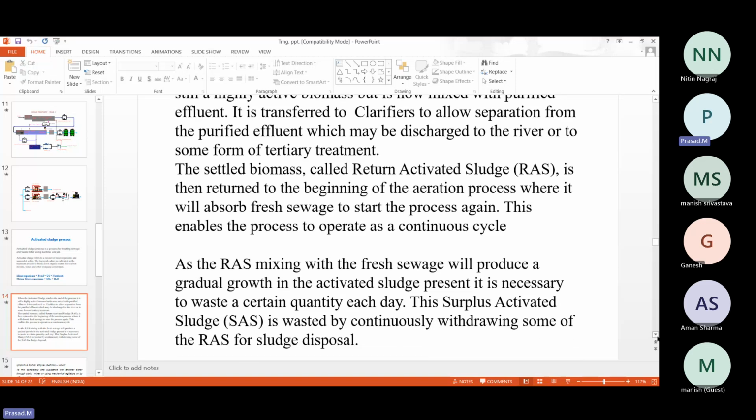As the return activated sludge mixing with the fresh sewage will produce gradual growth in the activated sludge present, it is necessary to waste a certain quantity each day. This surplus activated sludge is wasted by continuously withdrawing some of the return activated sludge for sludge disposal.